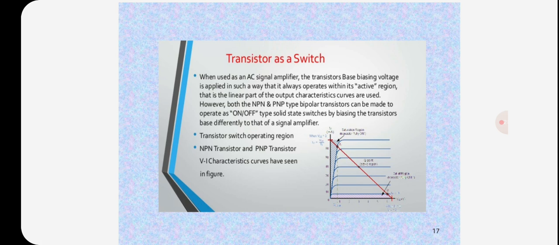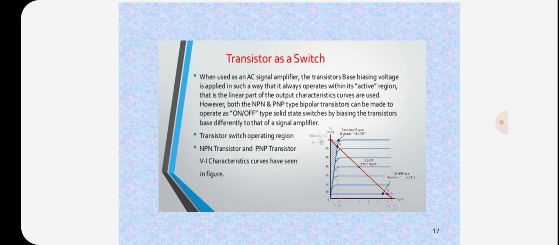In the cutoff state, both emitter base junction and collector base junction are reverse biased, but in the saturation region both junctions are forward biased. Switch is a very useful and important application of transistor. In most digital ICs, transistors work as a switch to make power consumption very low.